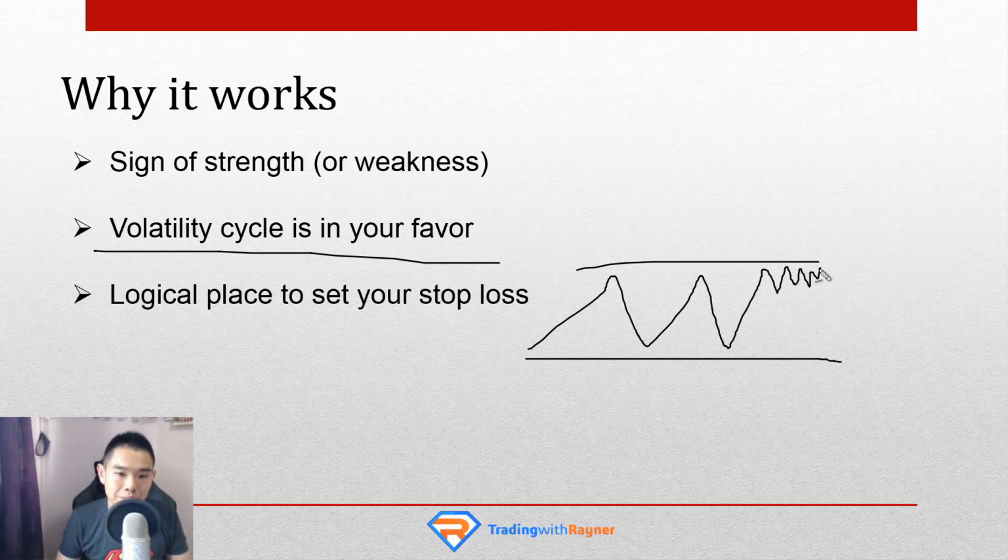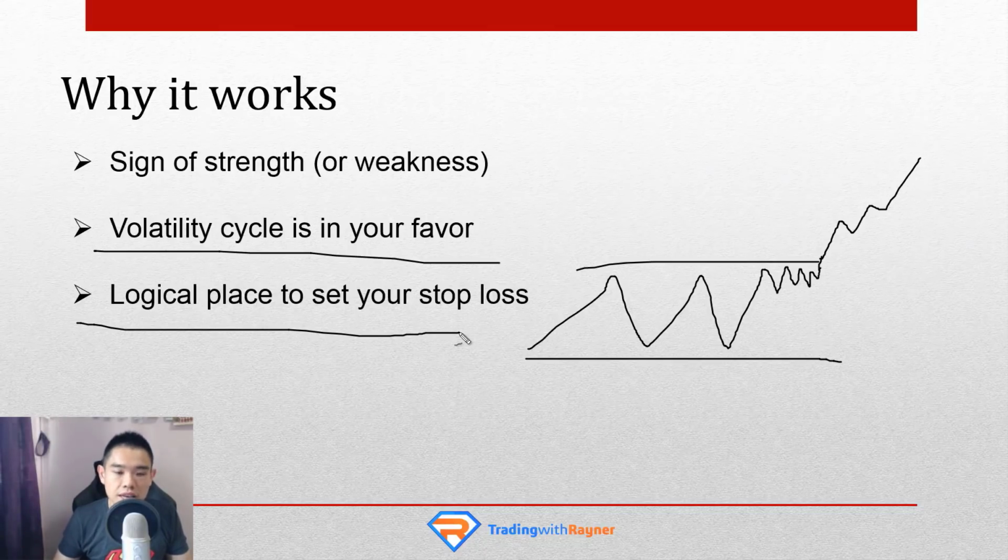And when the price breaks out and if volatility expands, what does that mean for you? That means that your risk to reward on the trade could be pretty darn favorable. If volatility expands, you can see that your risk to reward is pretty darn good over here. And this is what I mean by the volatility cycle is in your favor, because you're entering in a period of low volatility.